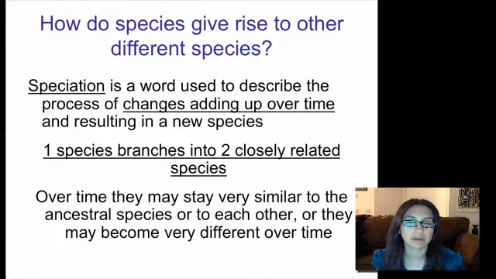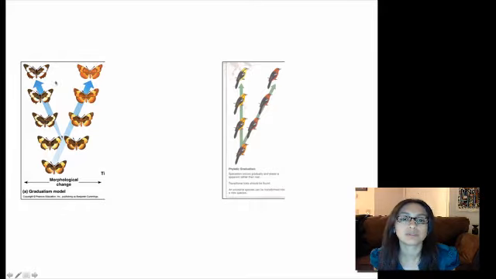If you remember our flowchart, there are two outcomes when the environment changes for natural selection: either extinction or change. On the change side, we said that there can be very few changes and they remain like their ancestor species, or major changes occur and they actually branch to form a new species. That's what we're talking about here with speciation, the branching process. One species branches into two closely related species. Here is an example. Here we have the starting species, and it's going to separate into two different species that change over time.